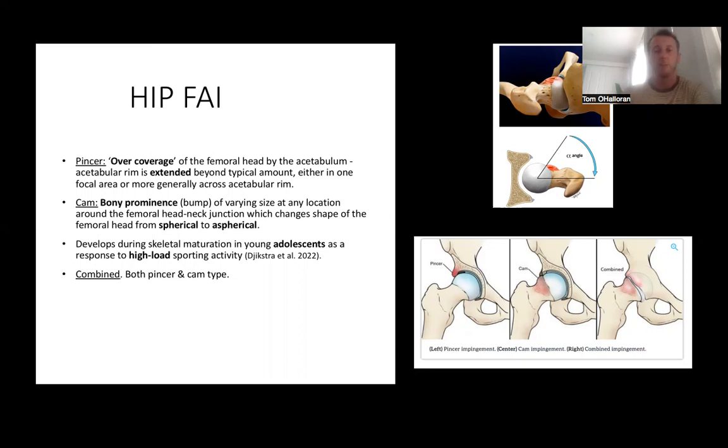So that's a really important screen, just to do that kind of FADIR or internal rotation range at 90 degrees, to give someone insight into what their hip joint orientation or bony morphology might be like. And then you've got combined, so pincer and cam as well.